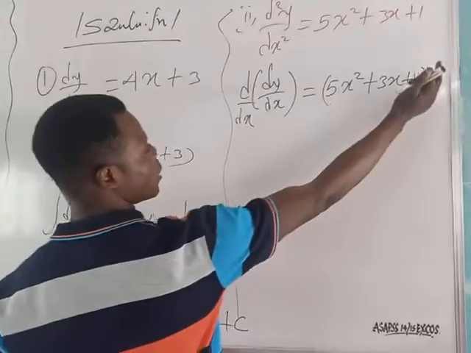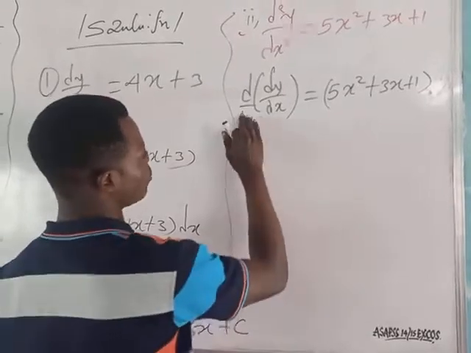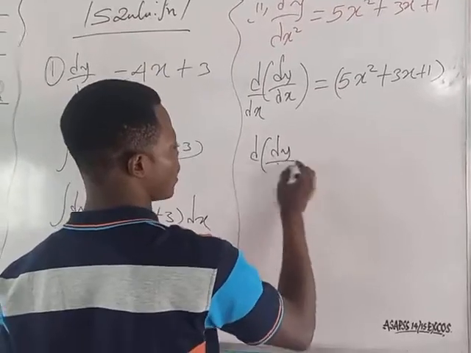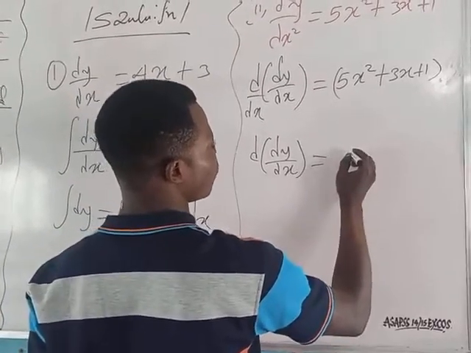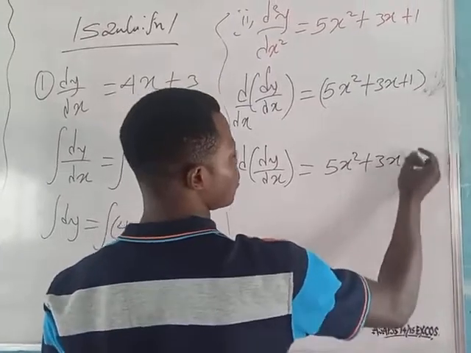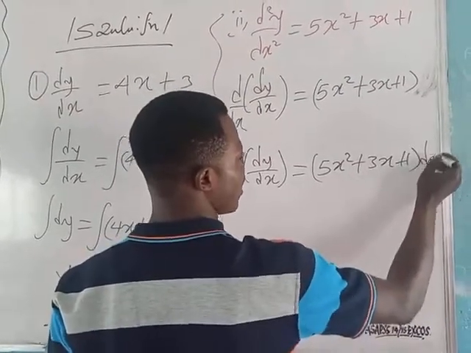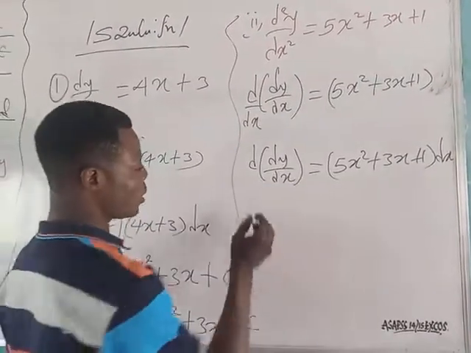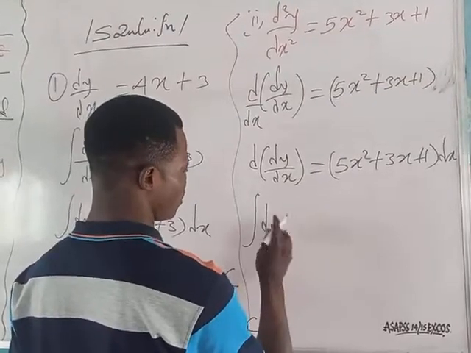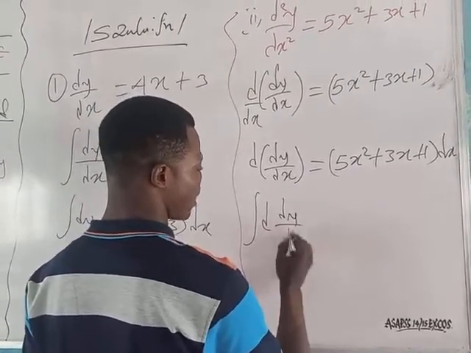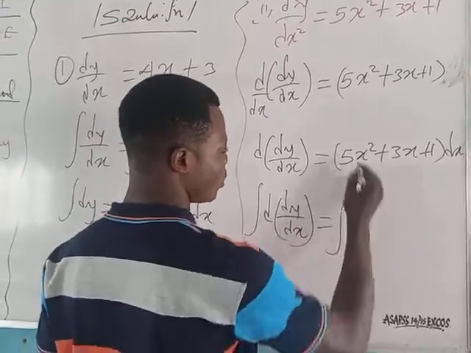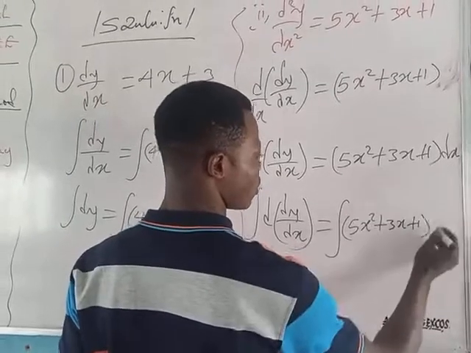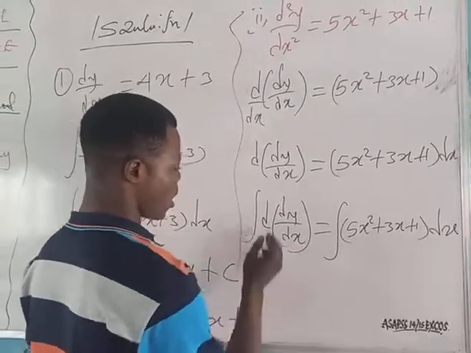By the time I cross multiply, I take this to this side, so you agree with me that this will be written as d²y/dx² equal to 5x squared plus 3x plus 1, then dx. So now I have to integrate. When you integrate both sides, you have d²y/dx² equal to the integral of 5x squared plus 3x plus 1, then with respect to what? dx. And this will cancel.